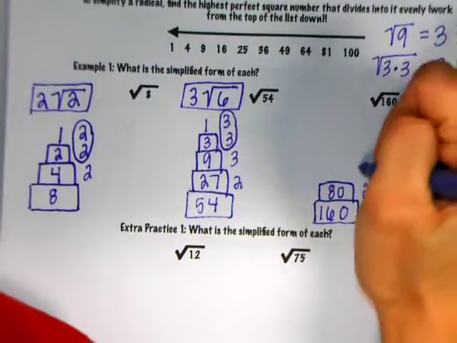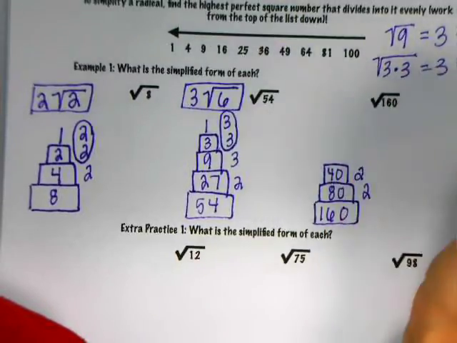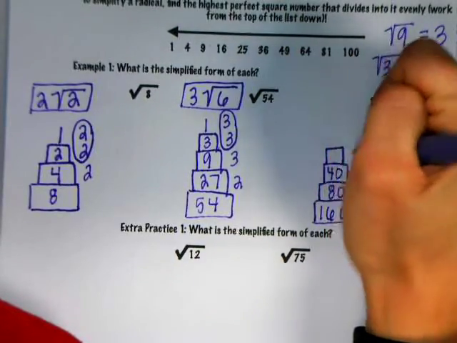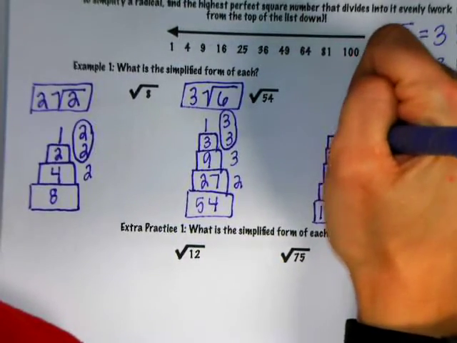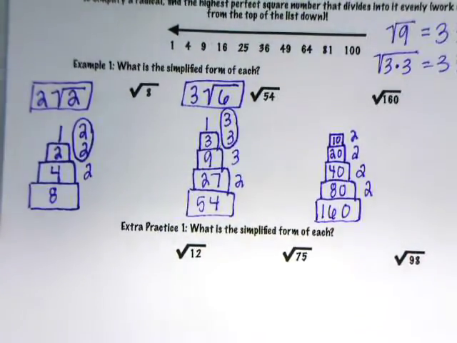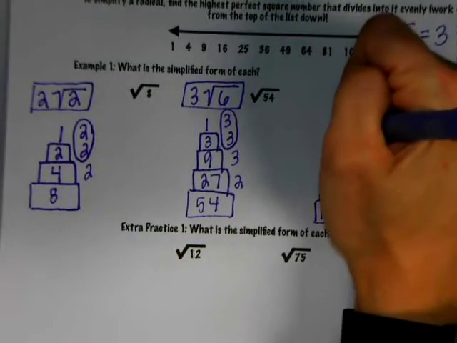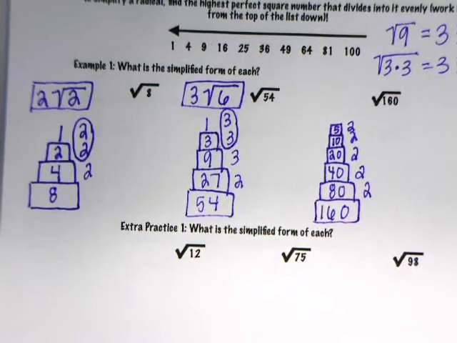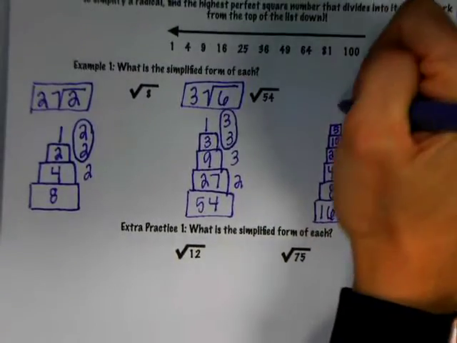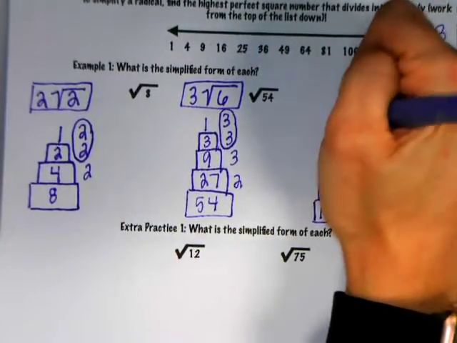Okay, and then divide by 2 again, and what's that going to be? And then divide by 2 again. Divide by 2 again. And then divide by 2 again. And then I can't divide by 2, but I can divide by 5. And what's that going to be? If I divide by 5? 1. Yep.